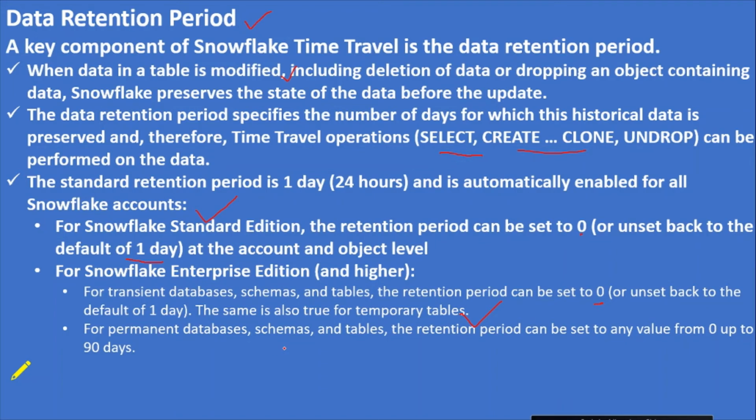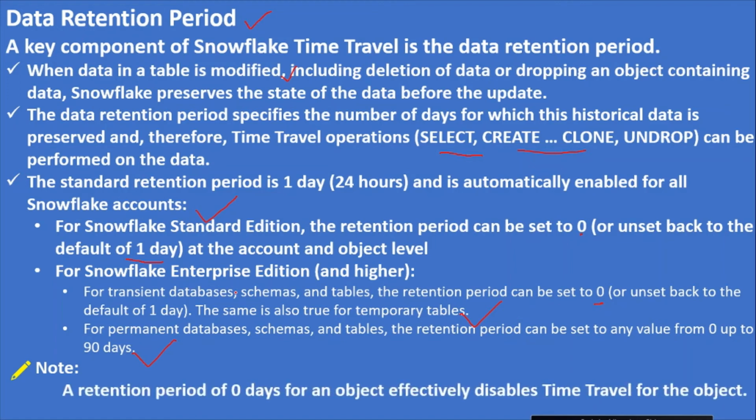For permanent databases, schemas and tables, the retention period can be set to any value from 0 up to 90 days. You can override the 1 day default even for permanent databases, schemas and tables. If you set 0, that effectively disables the time travel feature for that particular object. Please note that a retention period of 0 days for an object effectively disables time travel for that object, as I said.